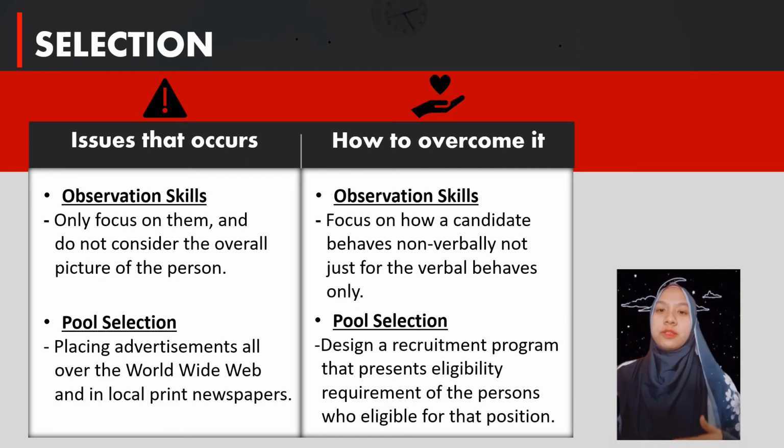So for pool selection, many employers make the mistake of placing classified advertisements all over the World Wide Web and in local print newspapers. This reaches out to a great number of individuals, which causes a deluge of calls and emails to your office. Many of these come from people who are not qualified for the job you want to fill. It is better to design a recruitment program that presents only those people who are likely to possess the skills needed for the position.